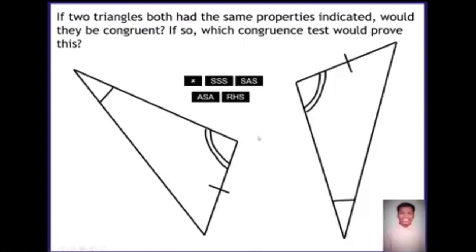Last, we have if two triangles both have the same properties indicated, would they be congruent? If so, which congruence test would prove this? You are given two angles and a side.